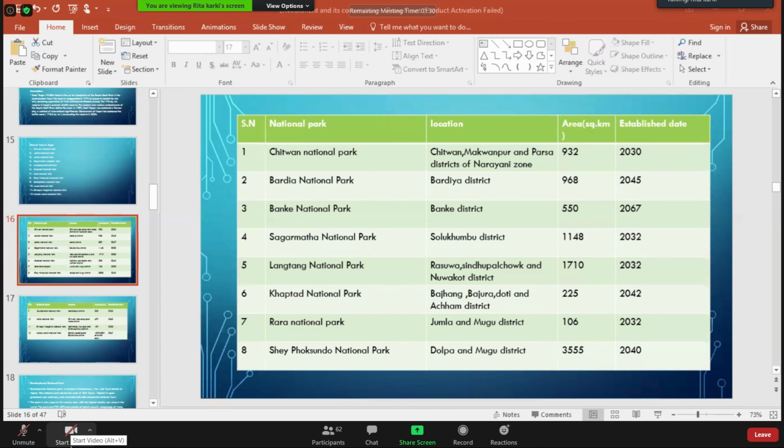This region is also very famous for the jungle safari. A large number of tourists visit every year, as it also has authentic traditions and cultures present in this region. So, along with the protection of plant and animal species, it also helps in the conservation and protection of the many cultures and traditions that are prevalent in different places of our country.